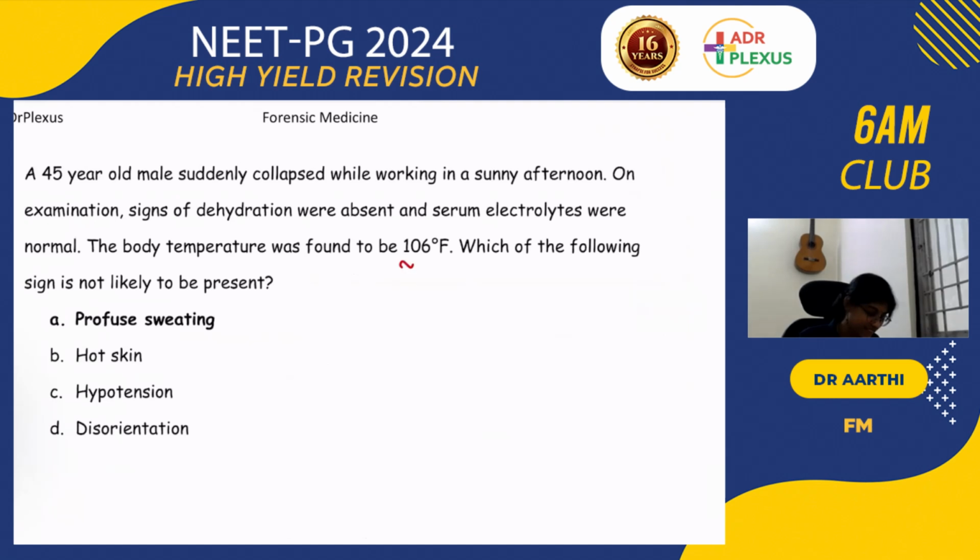Sunny day. Can you see the resemblance between the 2021 questions and the 2023 questions? How close they have been, right? Which of the following is not likely present? Profuse sweating is not likely present. So revise through your 2022 question, please. All right.